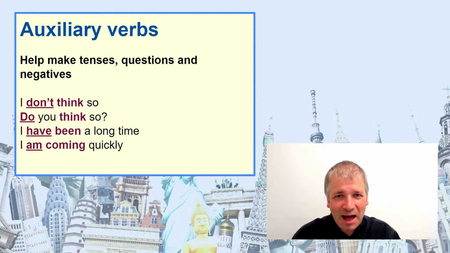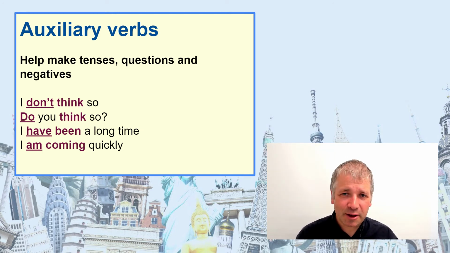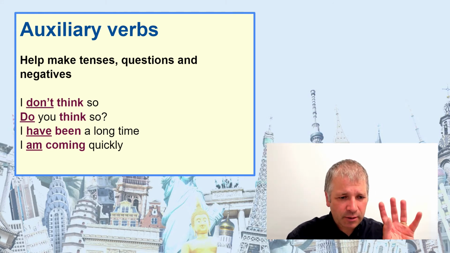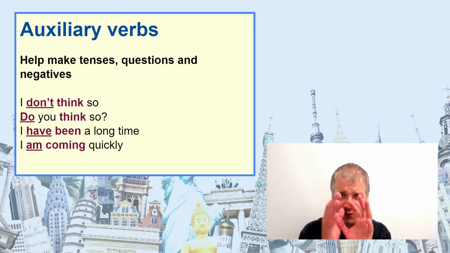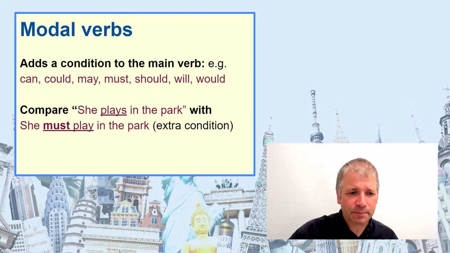"I have been a long time." Here have and the past participle make the present perfect tense. A lot of tenses involve using an auxiliary to make verb phrases. "And I am coming quickly." Here we're using the verb to be to make the present continuous. Auxiliary verbs are probably something you're more familiar with if you're watching a video like this, but this turns a verb into a verb phrase as well.